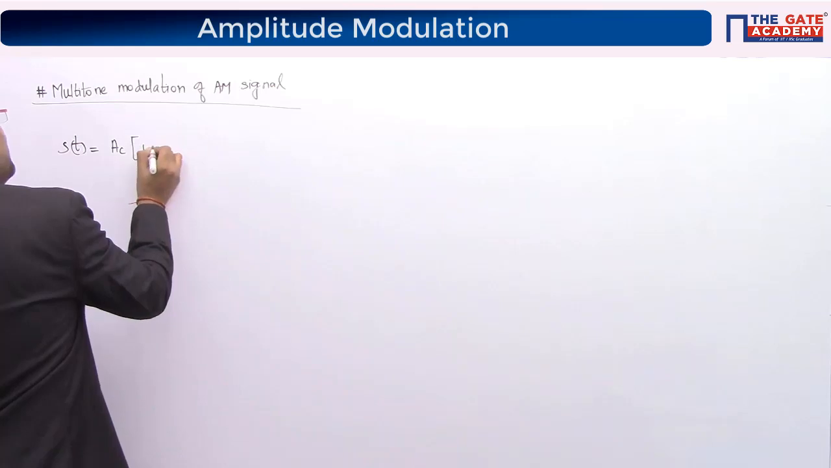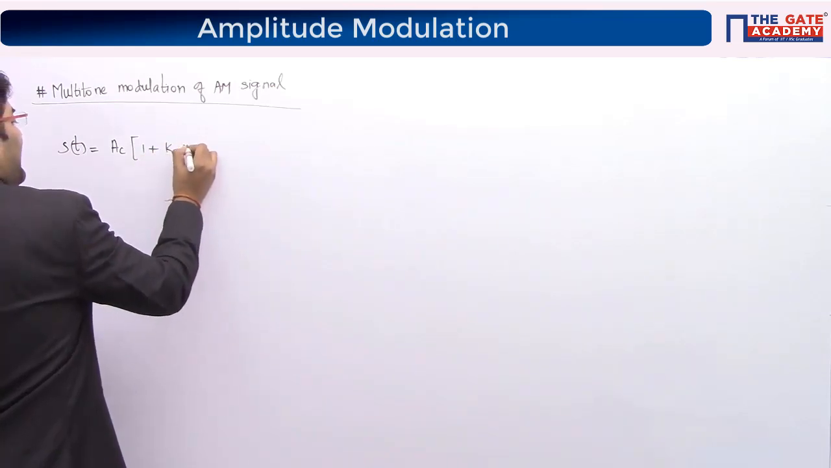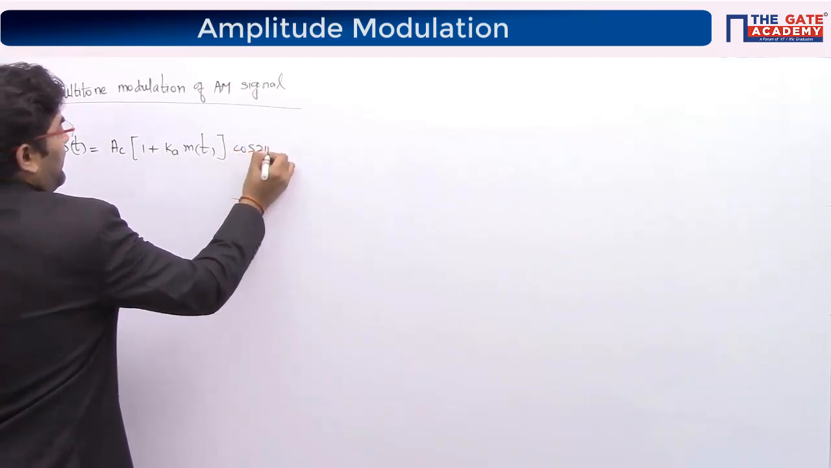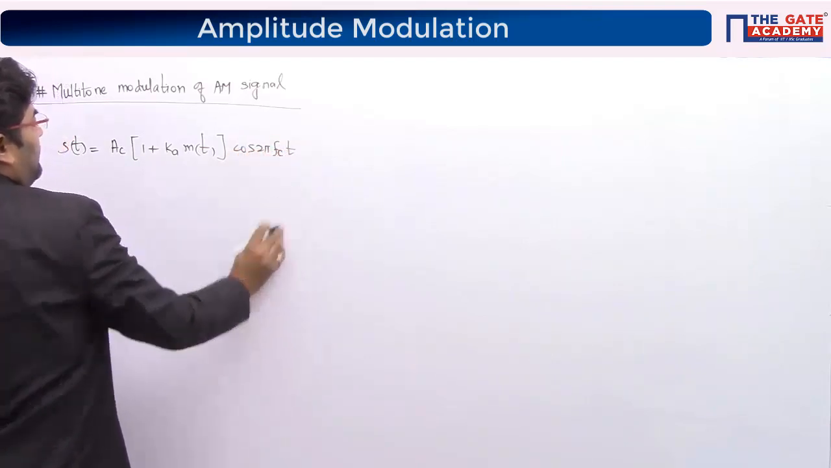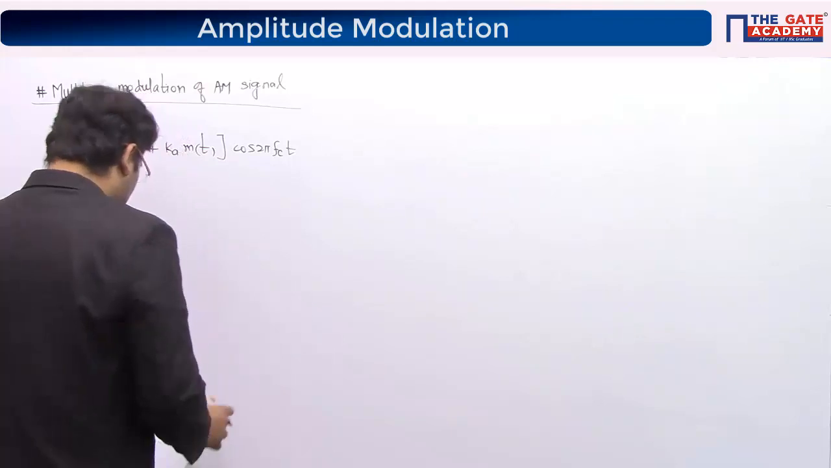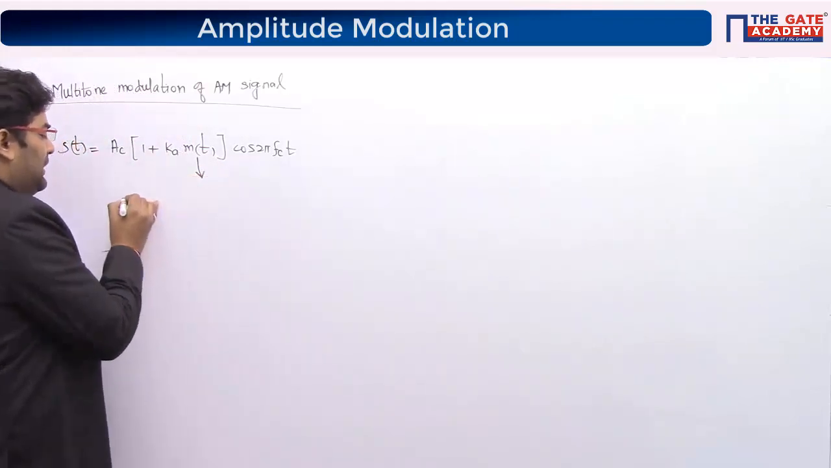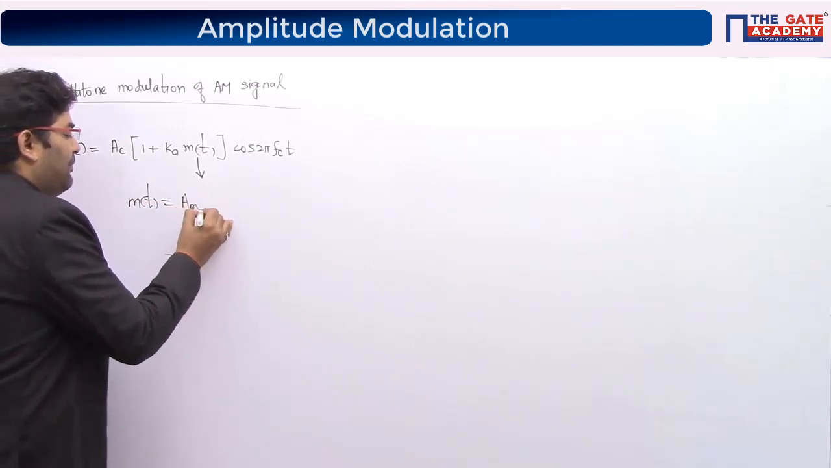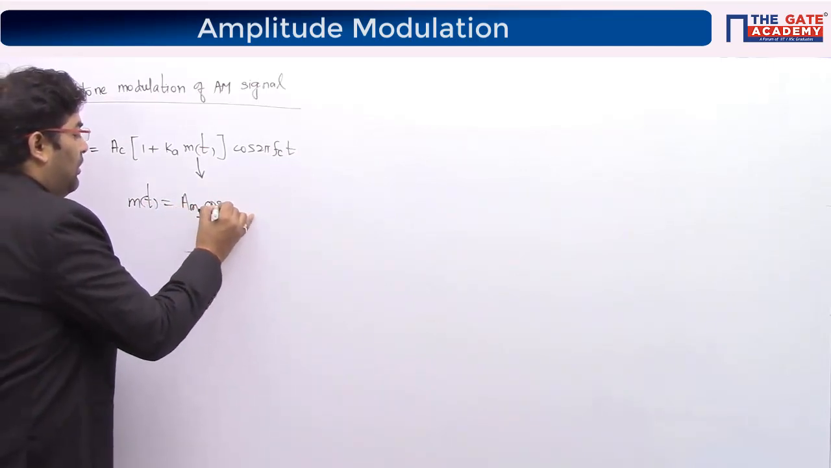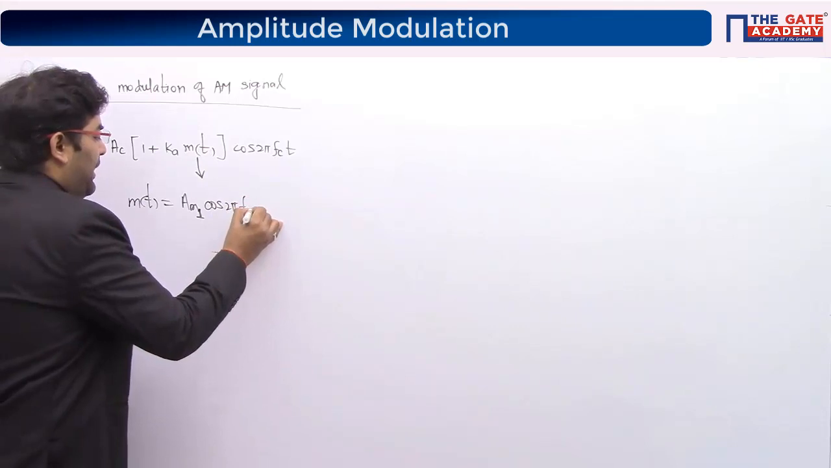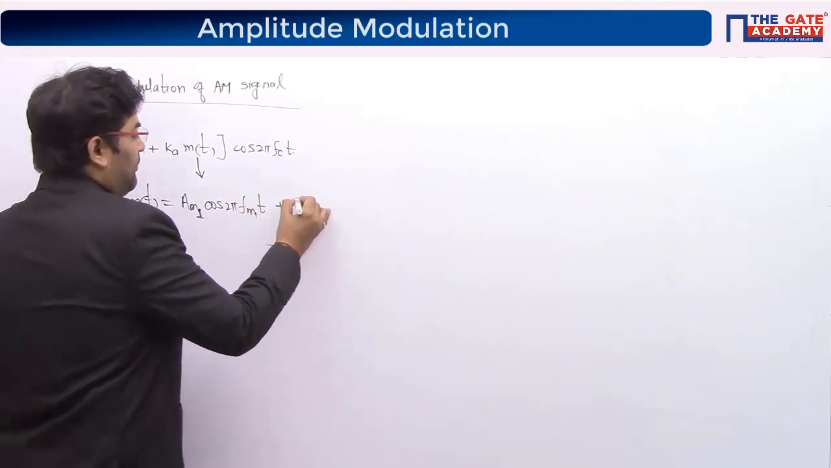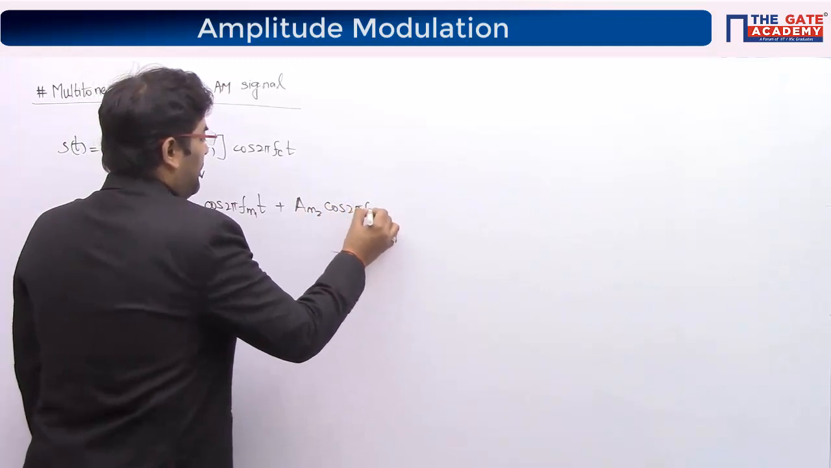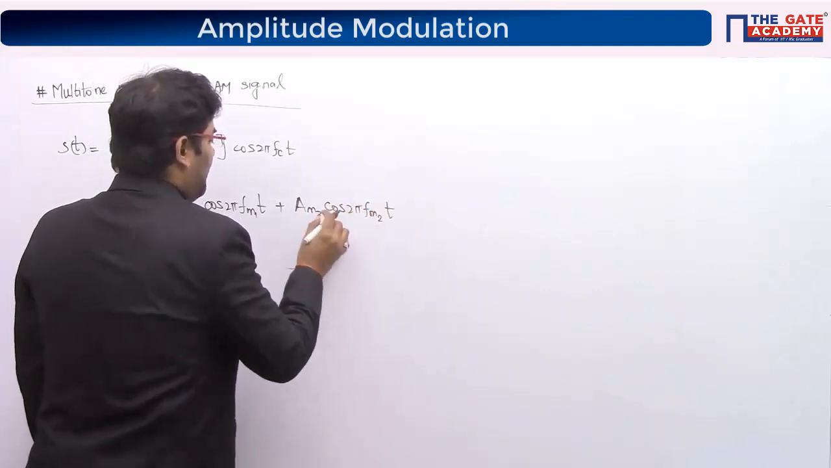AC into 1 plus Ka m of t, cos 2 pi fct. And here, in place of this m of t, we'll substitute Am1 cos 2 pi fm1t plus Am2 cos 2 pi fm2t.